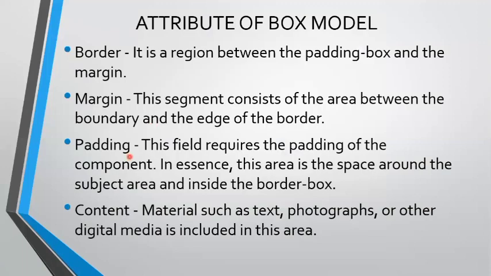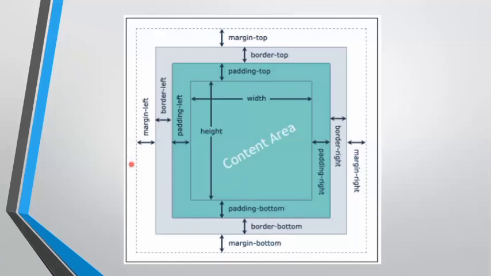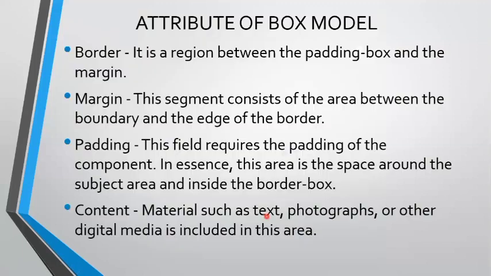Padding is how much space is required between the border and the content. If you want any space to be left for alignment between the border and the content, you can use the padding. What is content? Content is where you add the images, text, videos and all other contents, whichever you want, in the content area.